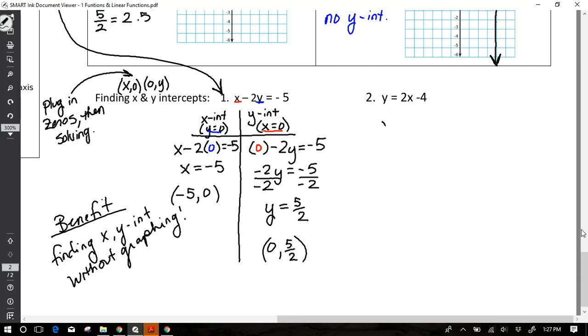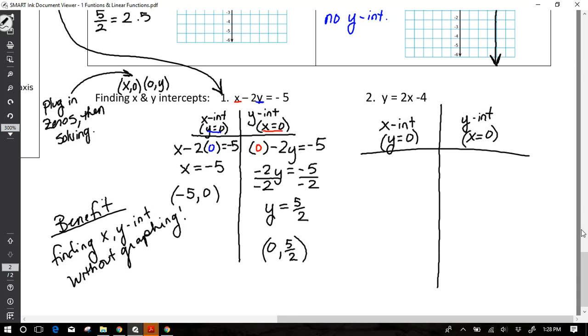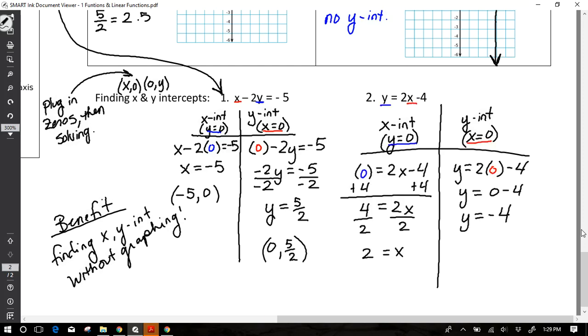What I'd like for you to do is practice number 2. I'm going to help you set up your table, and then I want you to try it on your own. All right, so here's our table. Go ahead and pause this video and then give number 2 a try. So I have done both the x-intercept and the y-intercept. I've solved both, and I have x equals 2 and y equals negative 4. I'm almost there, but to officially write your x or y intercepts, I need for you to put them as an ordered pair. So this should be your final answer.